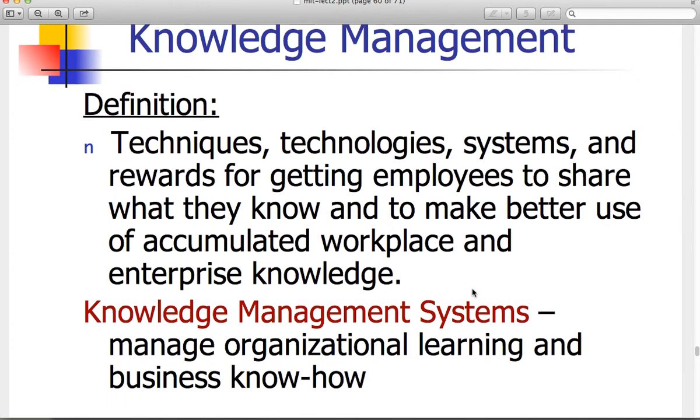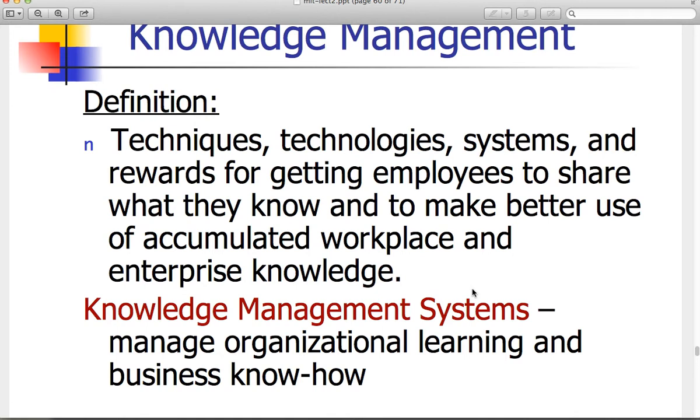So knowledge management, by definition, is techniques, technology, systems, and rewards for getting employees to share what they know, how to make something better, how to accumulate the workplace knowledge, enterprise knowledge. It's all about communication, which is actually kind of funny because in this day of information technology and information systems and all this information sharing, as a society, we're getting dumber. It's dumb phones. It's dumb media. It's not smart media. Because we're sharing dumbness and we're dumbing people down.